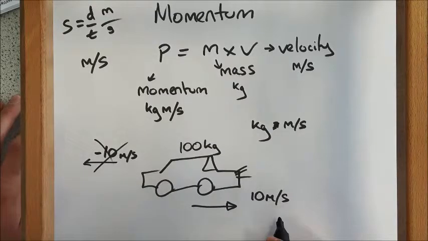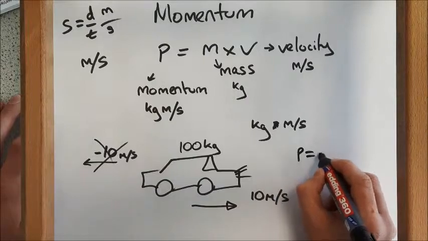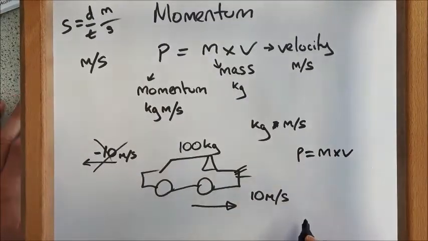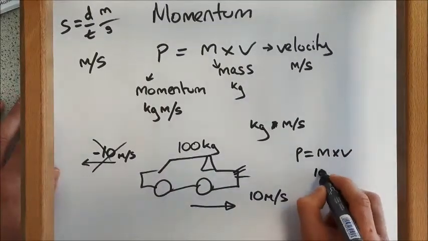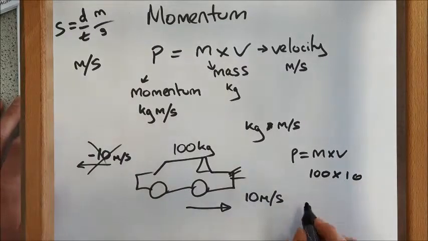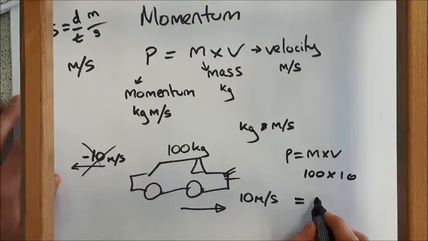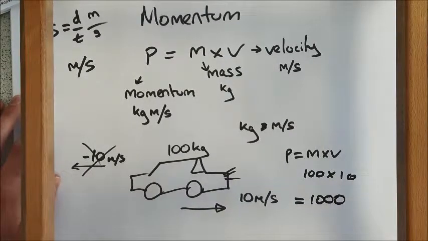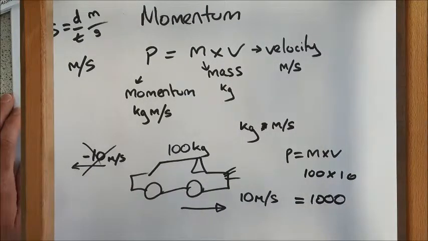So if I was answering this question in an exam and it asked me to find the momentum, I would start off by writing down my equation. Then I would plug in my numbers. Hopefully I'm not going off the screen there. And then I'd get my answer. So there's my 1,000.